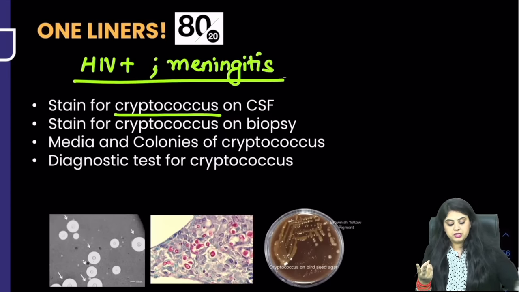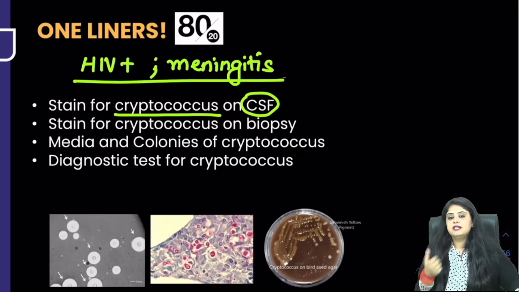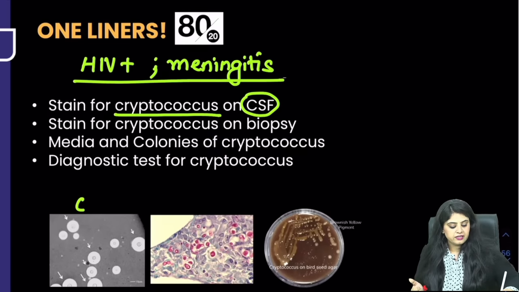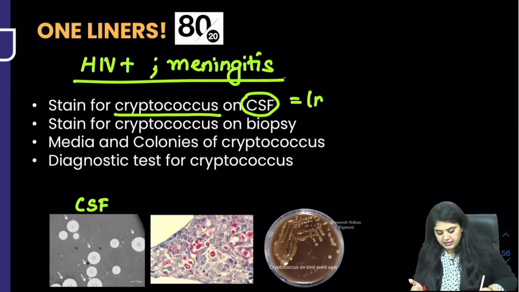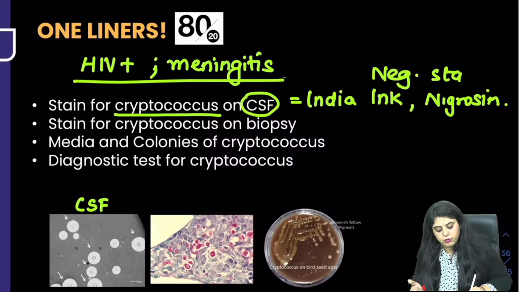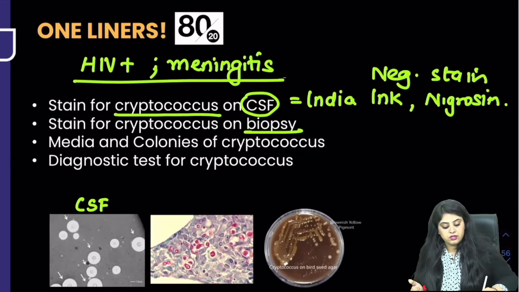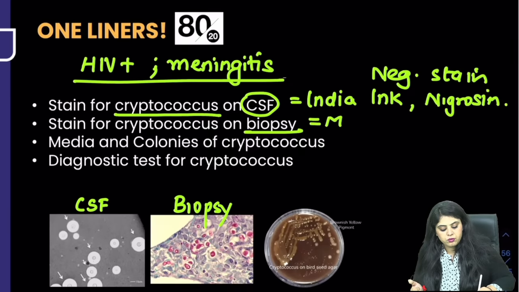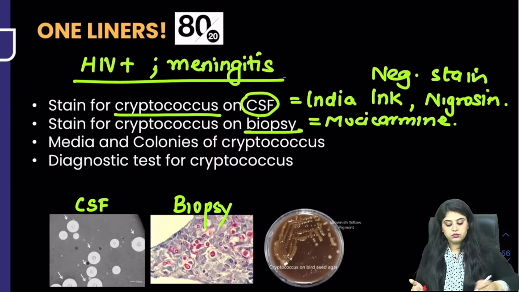Two scenarios are possible. Either my patient is coming to me living or my patient is coming dead. If the patient is living, I will take a CSF sample, and what is the stain that I will do? Exactly, I will do India ink or basically nigrosin. What family of stain is this? This is a negative stain. If my patient comes dead, autopsy, biopsy, then on biopsy, how will I identify cryptococcus? I will identify it with mucicarmine. Done. Just that one word I have to read in the paper.